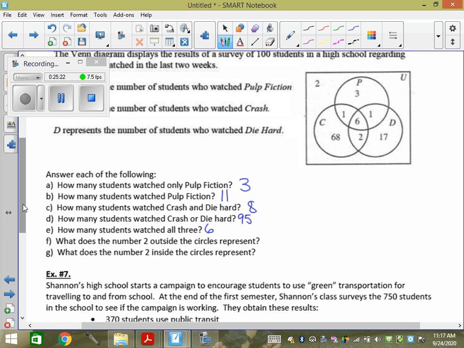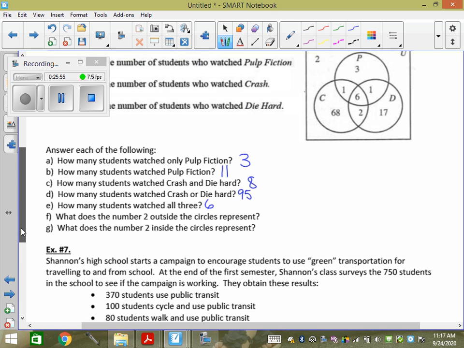Okay. What does the 2 inside the brackets represent? Crash and Die Hard. Only watch Die Hard and Crash? Yeah. Or you could say watch Crash and Die Hard, but not Pulp Fiction. You have to say not Pulp Fiction, because if you said Crash and Die Hard, it would be 8. So what's Crash?